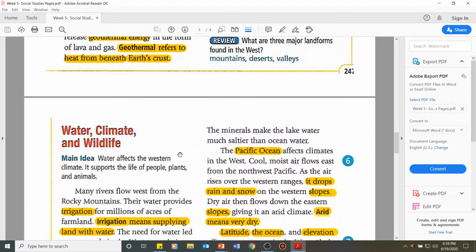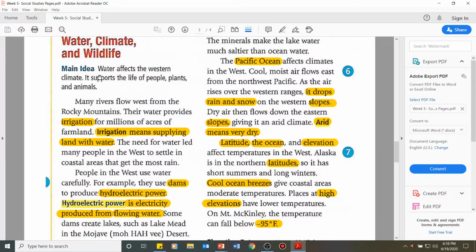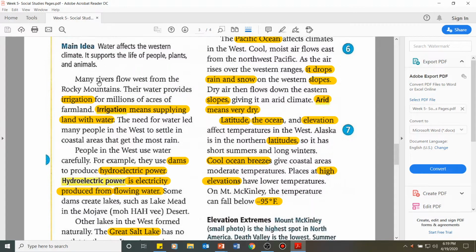The next page, and the topic is water, climate, and wildlife. So the main idea here is water affects the Western climate. It supports the life of people, plants, and animals. Many rivers flow west from the Rocky Mountains. Their water provides irrigation for millions of acres of farmland. So people in the West are using water for irrigation. So what is irrigation? Irrigation means supplying land with water.